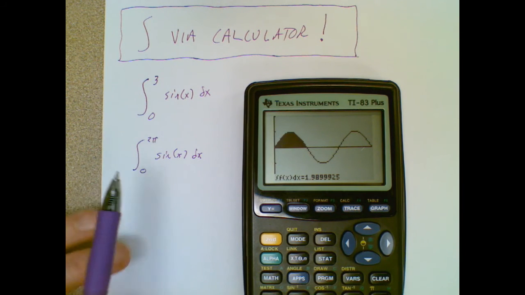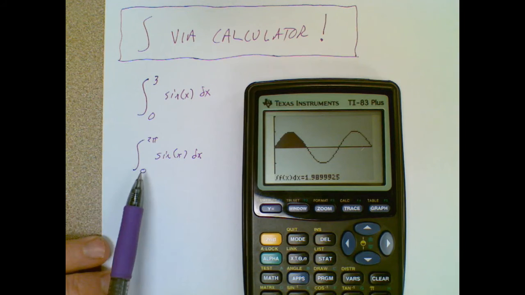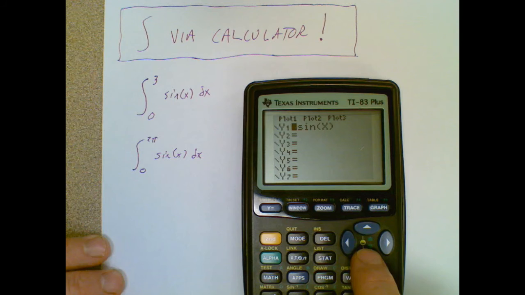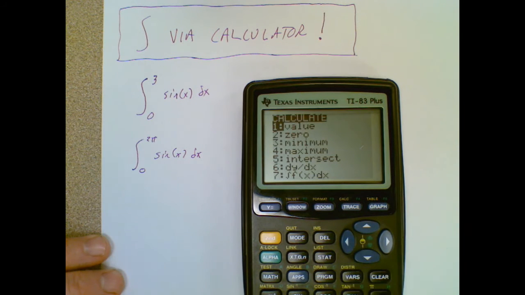I'm going to do another one. I'm going to use the same function, but I'm going to go from 0 to 2 pi. I'm going to deactivate that and then reactivate it because that gets rid of the shading. And now if I go, second, trace or calc, and that gives me this menu. I want the integral, and got to wait a second for it to graph it.